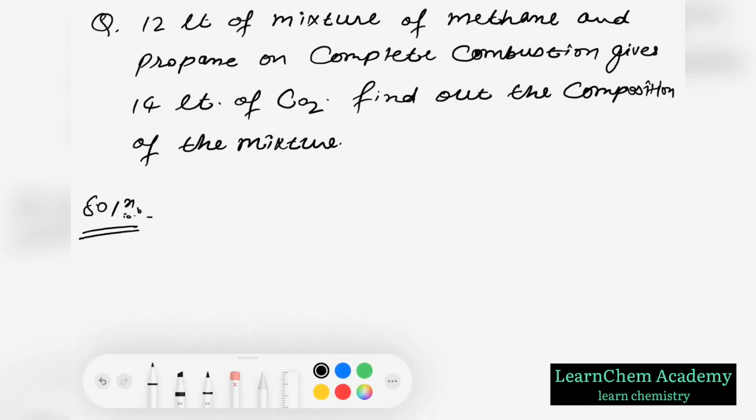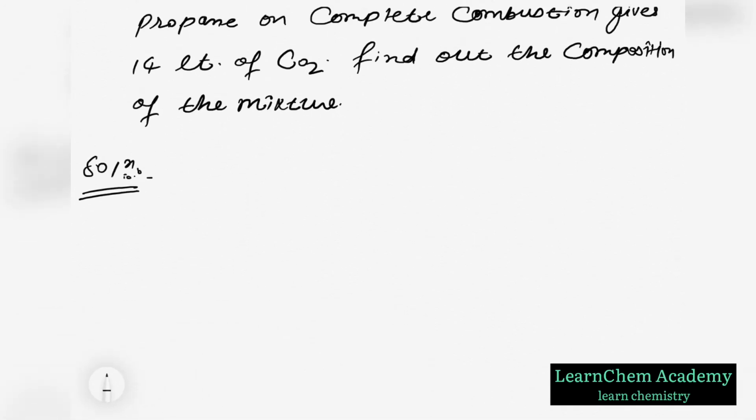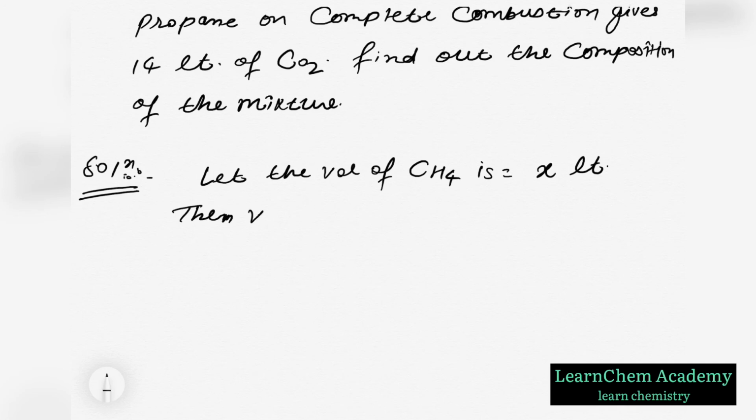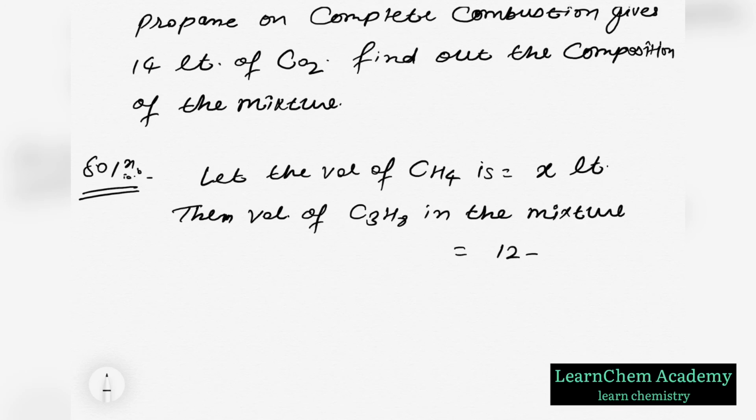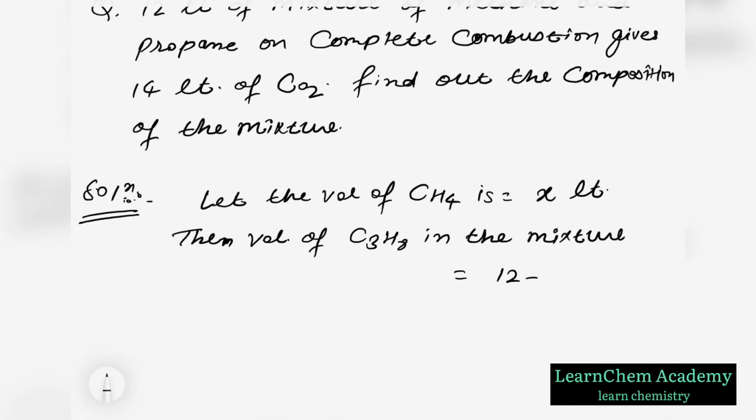Let the volume of methane, CH4, be X liter. Then the volume of propane in the mixture will be 12 minus X liter, since the total mixture volume is 12 liters. So this is the volume of propane.